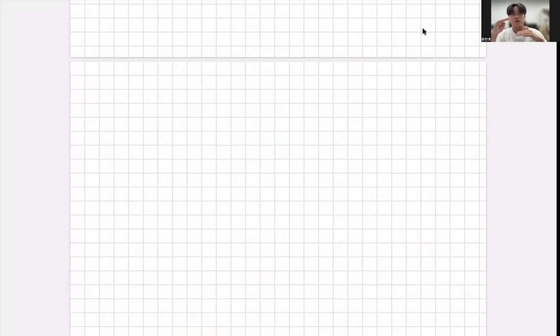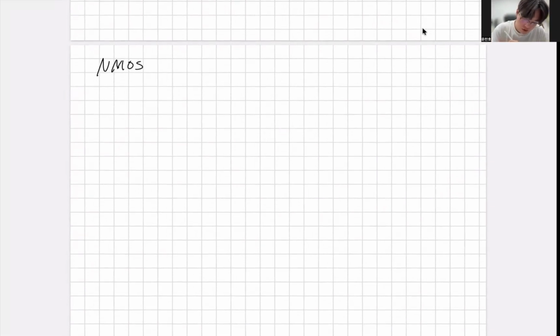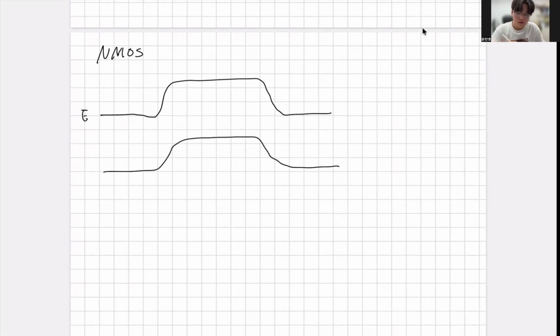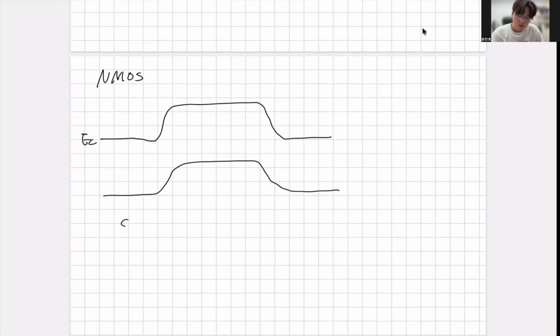We can draw the source-channel-drain diagram in NMOS. I will explain the carrier transport using NMOS. So we can draw the source-channel-drain diagram like this. Here is the conduction band, and this part is source, this part is drain, and this part is channel. So we can divide it like this.